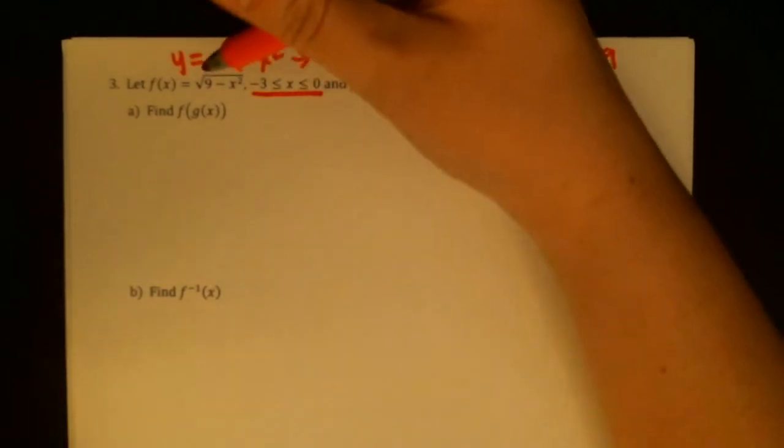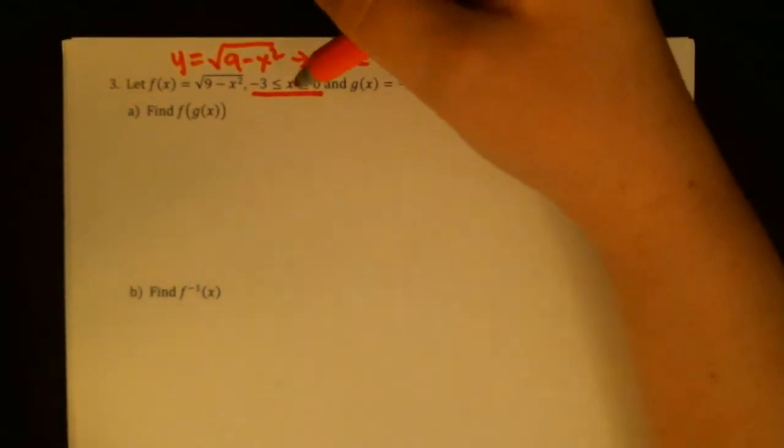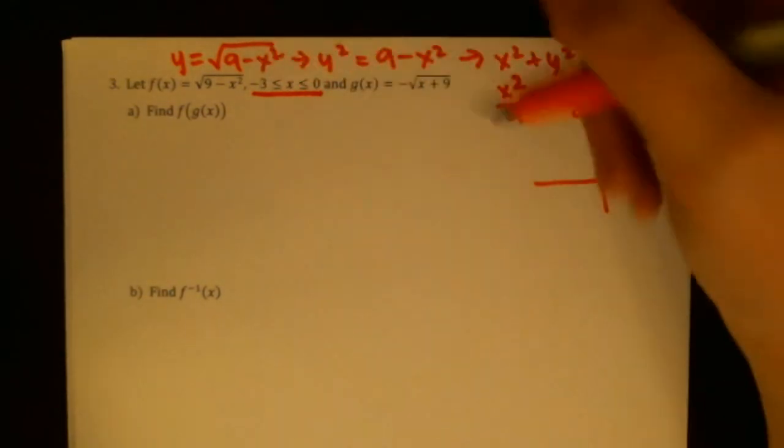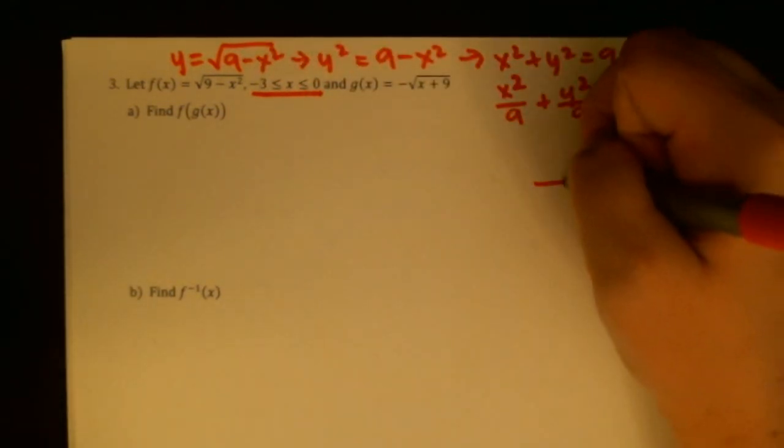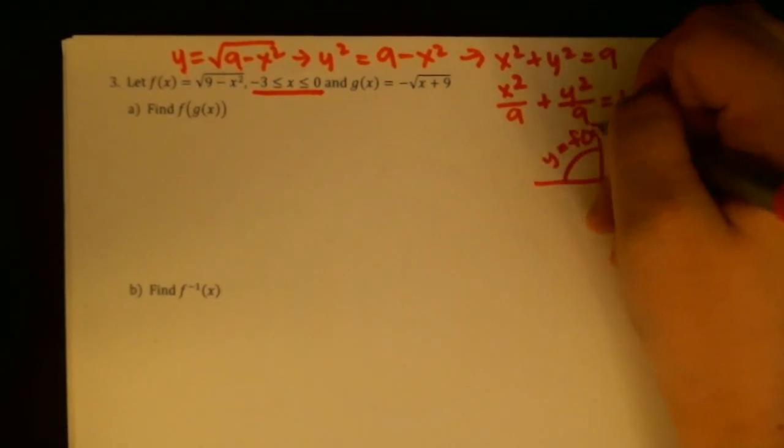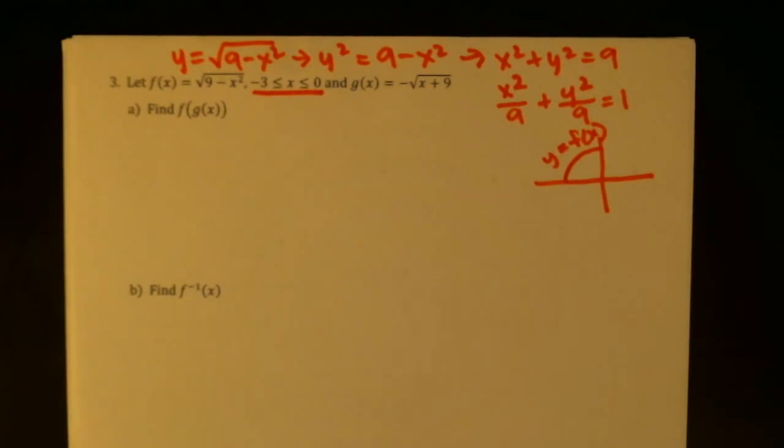Not only am I only seeing the top half because it's a positive root, my x's have been restricted to only be from -3 to 3. So really all I'm getting is a quarter of a circle. Okay, so that's what my f of x looks like.